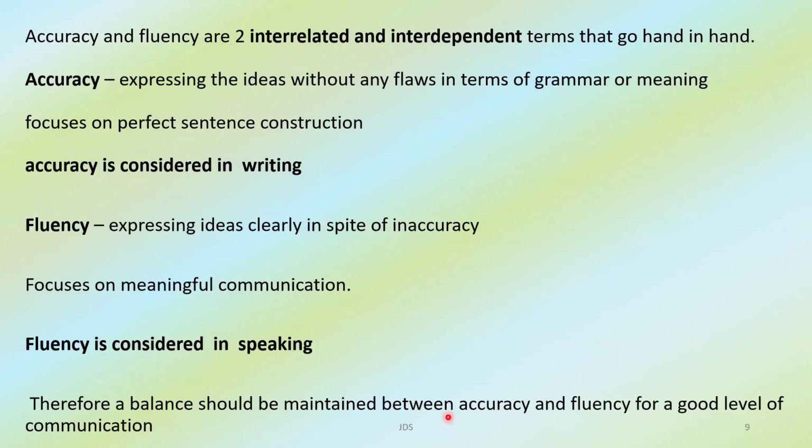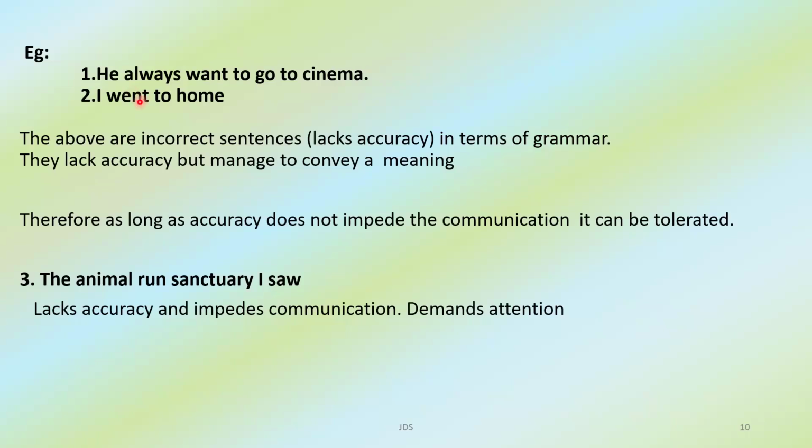Therefore, a balance should be maintained between accuracy and fluency for a good level of communication. Just because speaking language has fluency, we can't do away with accuracy. That is not acceptable. You can have minor mistakes or minor errors, but overall, the spoken language should be meaningful. That is very important. Right? So look at this example. The first set of example. He always want to go to cinema. I went to home.